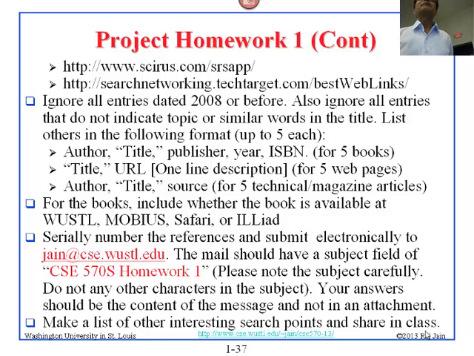It should be obvious. Web pages are, like, a company Cisco website or a blog or something else you find very interesting. But the technical articles are papers which are published in a conference. This will have a conference citation. For the books, include whether the book is available at WUSTL or Mobius, Safari or Iliad.